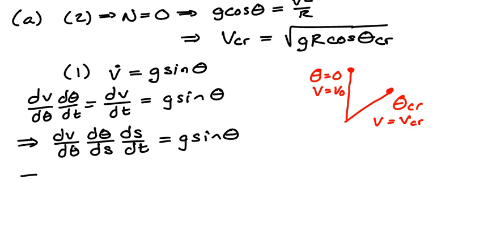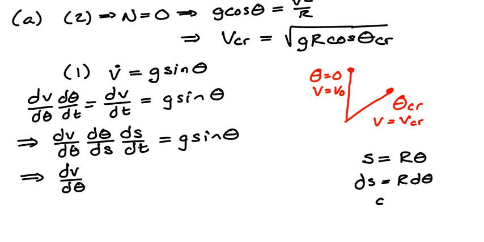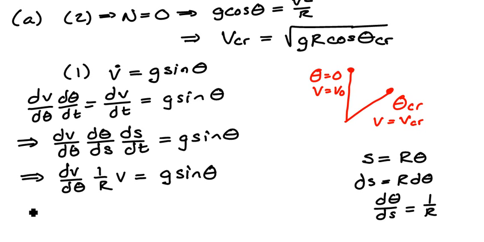Why did I do this? Let me clean up the right hand side a little bit. I can rewrite this as dv d theta times d theta ds. This can be determined because the arc length s equals r theta, which means ds equals r d theta. This of course means that d theta ds equals 1 over r. So this gives times 1 over r, and then ds dt is simply v, and that equals g times the sine of the angle theta. If I multiply through by the differential element d theta, this gives me 1 over r times v dv equals g times the sine of theta d theta.